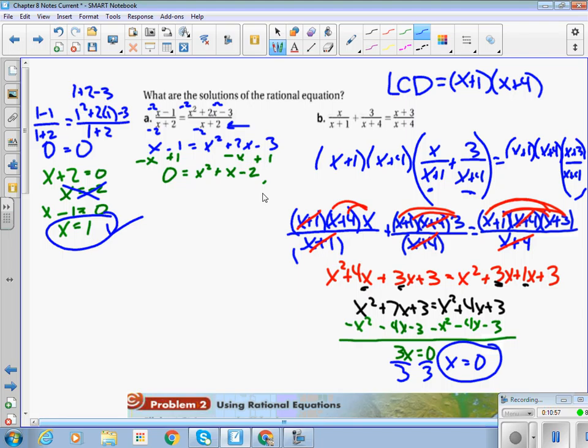So let's throw 0 into all of these and see if we get out an equivalent statement. So we've got 0 over 0 plus 1, plus 3 over 0 plus 4, equals 0 plus 3 over 0 plus 4. 0 over 0 plus 1 becomes 0. 3 over 0 plus 4 becomes 3 over 4. And 0 plus 3 over 0 plus 4 becomes 3 over 4. So this guy actually checks out. So x equals 0 is the solution.